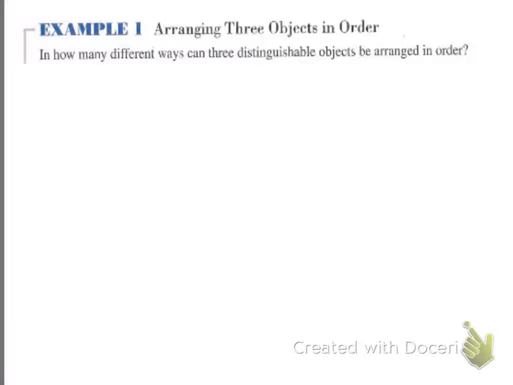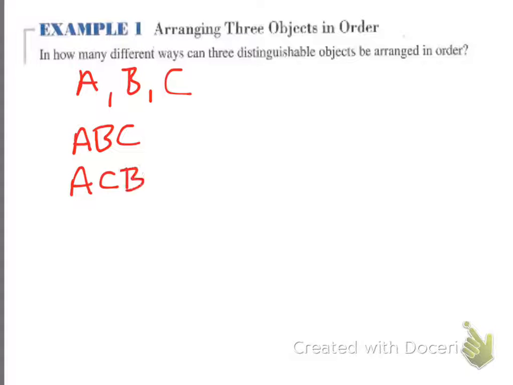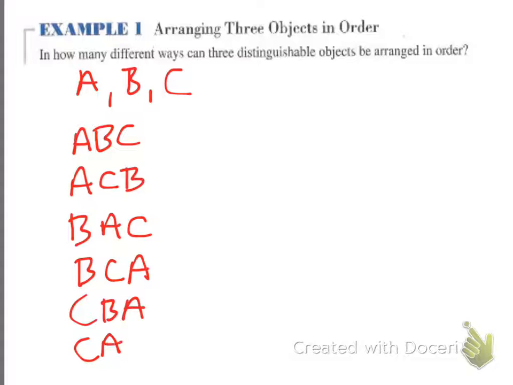So it says, in how many different ways can we order three distinguishable objects? So if I just make those A, B, and C, those are our three objects. Okay, now you don't have to do this for every one, but I'm just going to show you where it comes from. List out all the combinations. So I can go ABC, ACB, BAC, BCA, CBA, and CAB. Those are all the possible combinations.